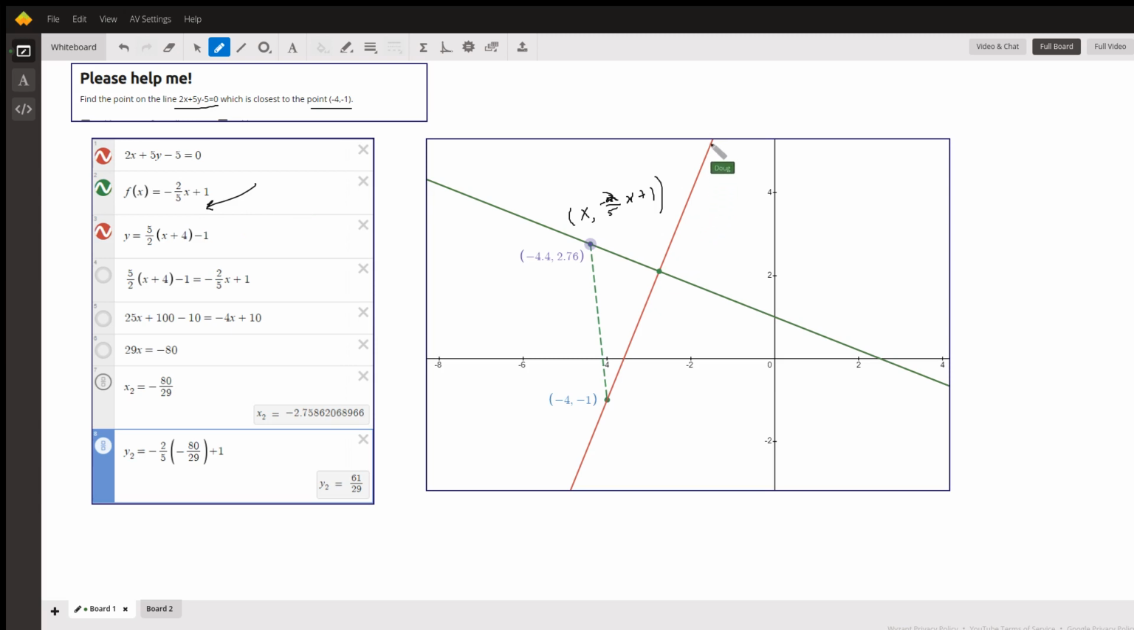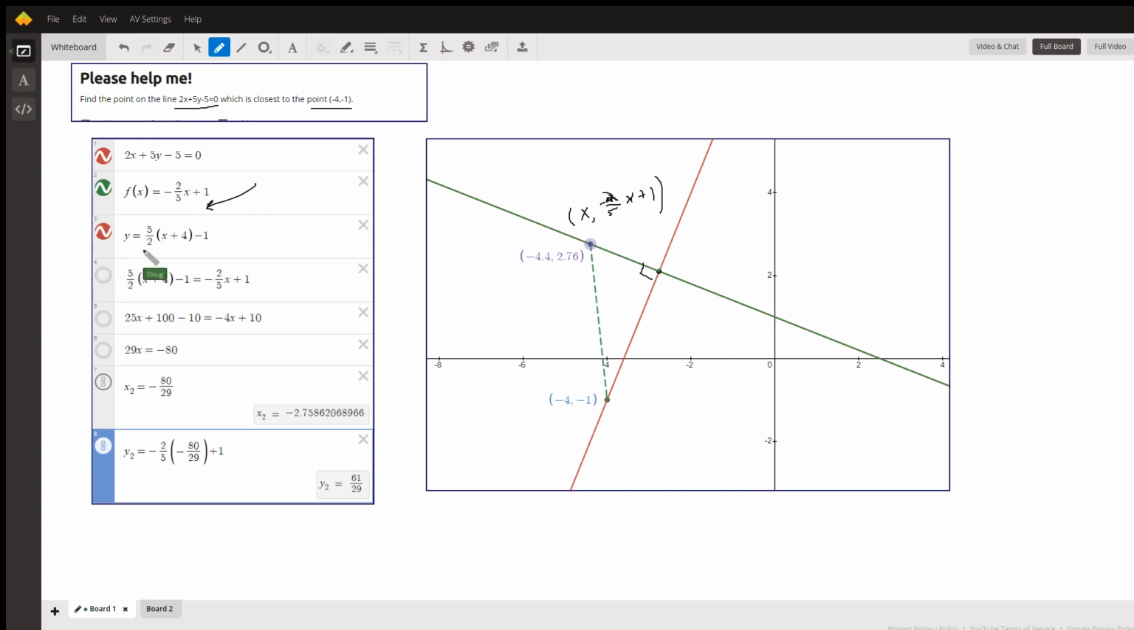And if you could find the equation of this red line, which passes through (-4, -1) and is perpendicular to the original green line, then find the point of intersection of those two lines, you'd have the point that's closest to the point (-4, -1), because the distance between 2 points is shortest when it's on the perpendicular.